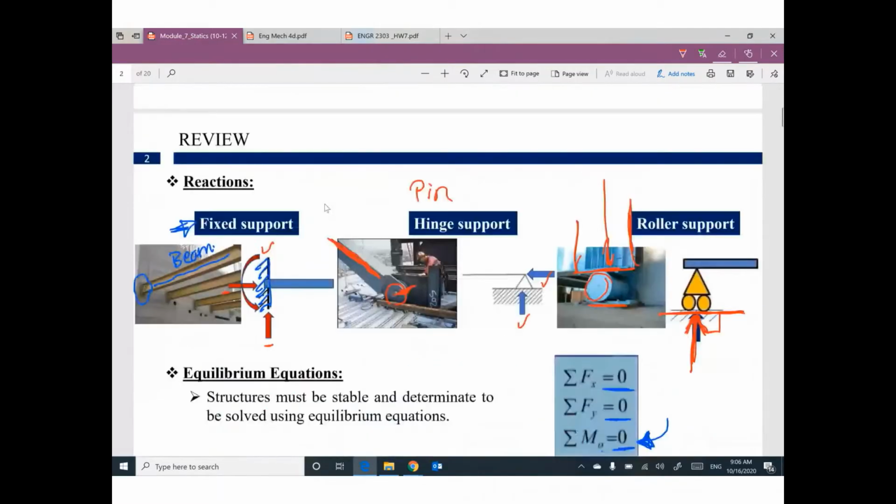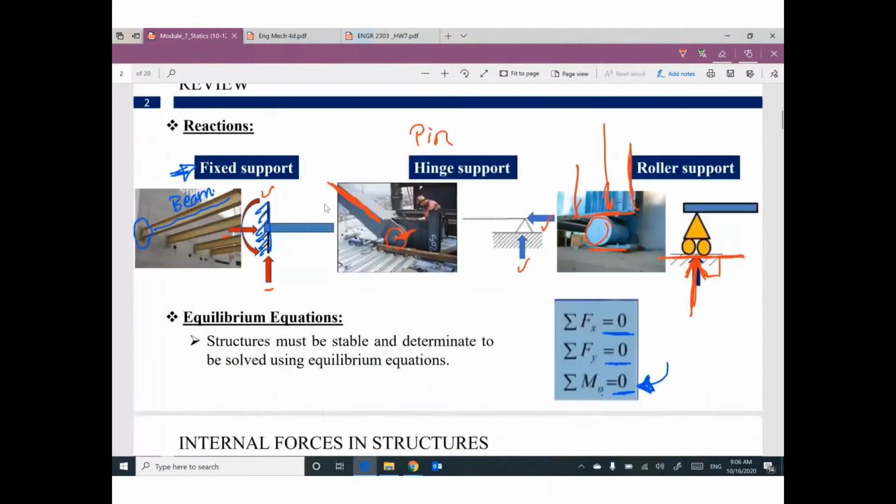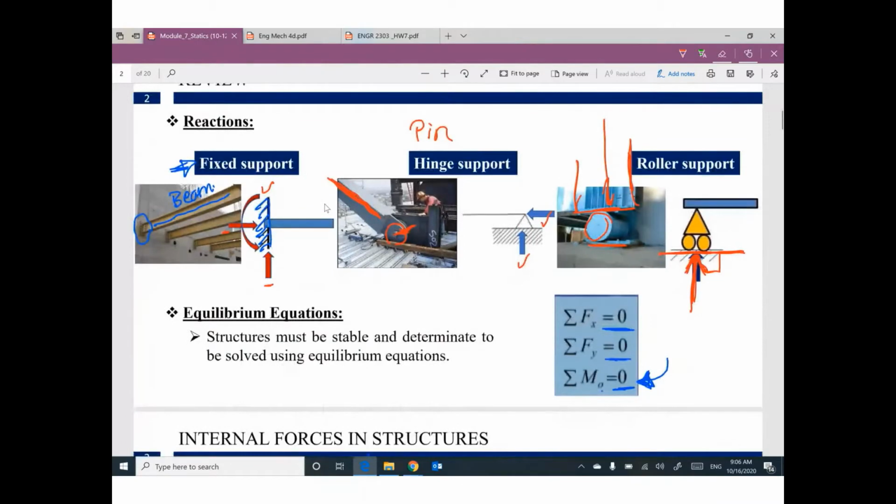And I reviewed with you, we have three types of reaction, three types of supports: fixed, hinged, and roller supports. Fixed, we have three reactions. Hinge, we have two. Roller, we have one. To figure out these reactions, we have three equilibrium equations. Summation f of x equals 0, summation f of y equals 0, summation moment at any point equals 0.